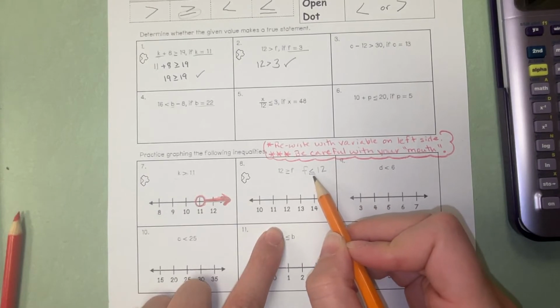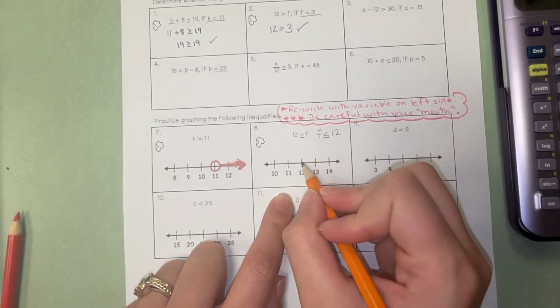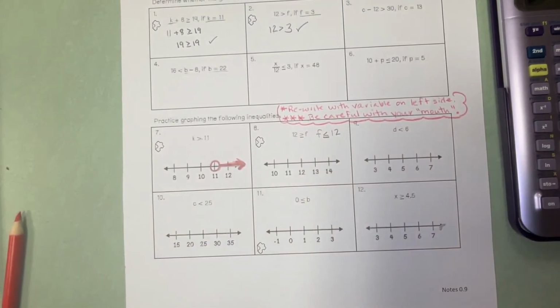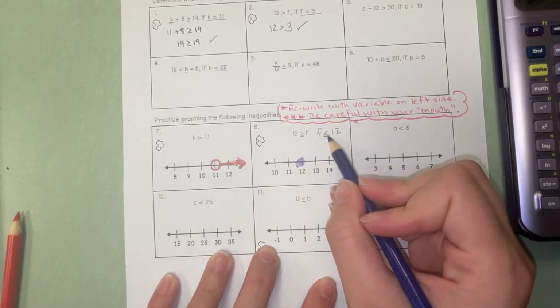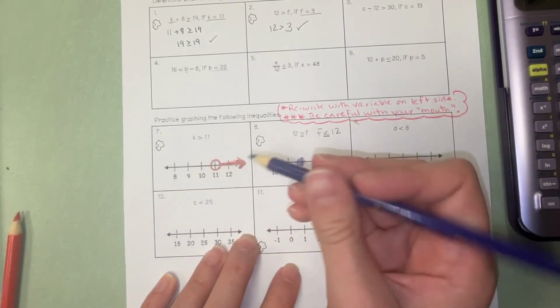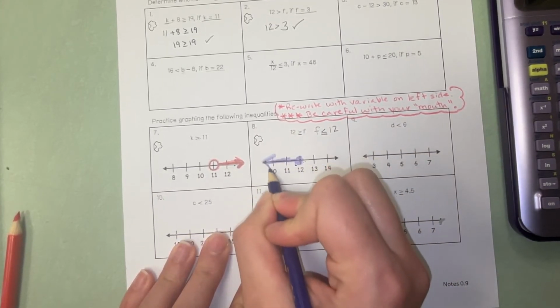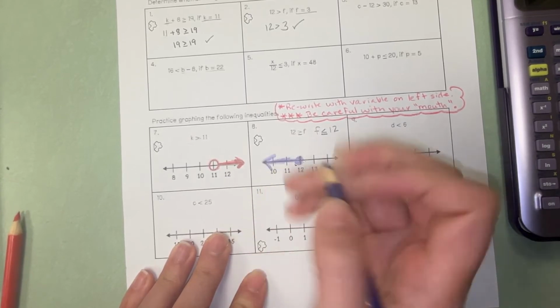So I have a less than or equal to symbol, which means I will have a closed dot. So at 12, I'm going to have a closed dot. Let's do this in a color. And then my arrow says that my f is going to be less than that, and so it's pointing to the left side. So when I fill it out, I'm going to draw an arrow from my closed dot to that left side.